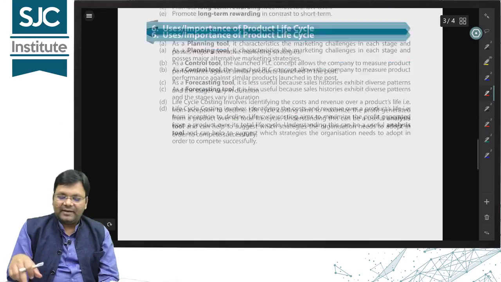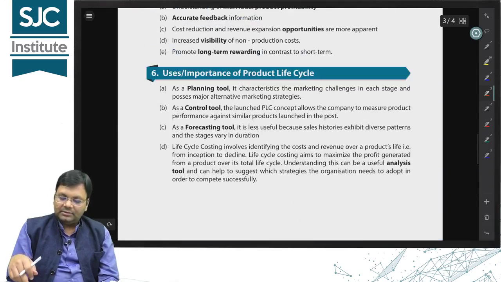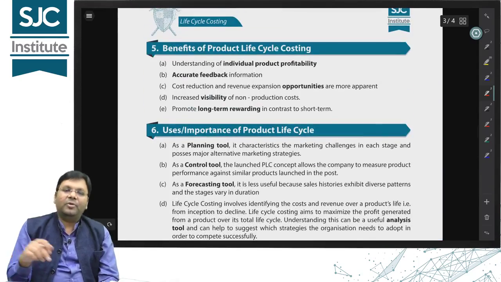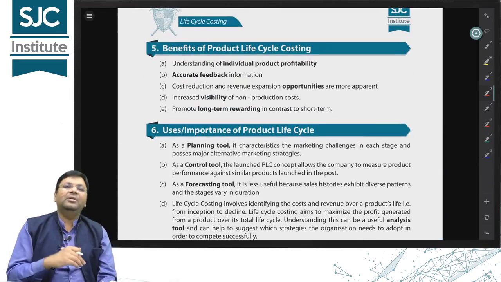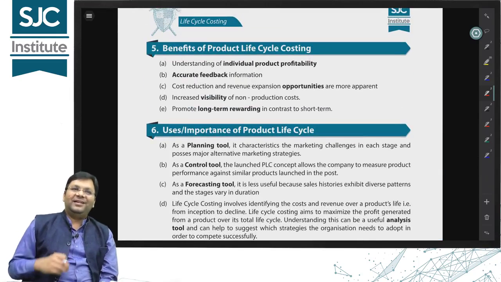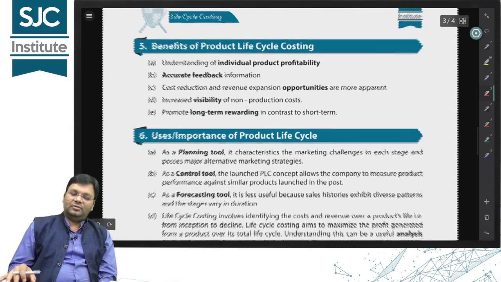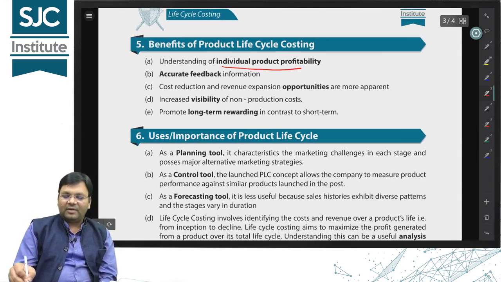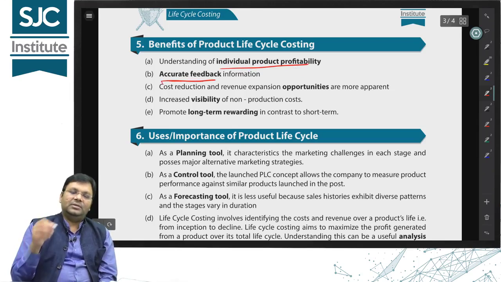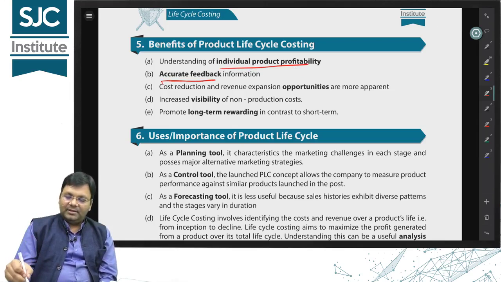Benefits of product life cycle and uses of, or importance of, life cycle. Both sound very similar. We have always read like this, no? Benefits, uses are all the same, but it's not. So when we are talking about benefits, it's giving you a deep understanding of product profitability. It gives you accurate feedback. Feedback as in what you were planning to achieve and what you are actually achieving.